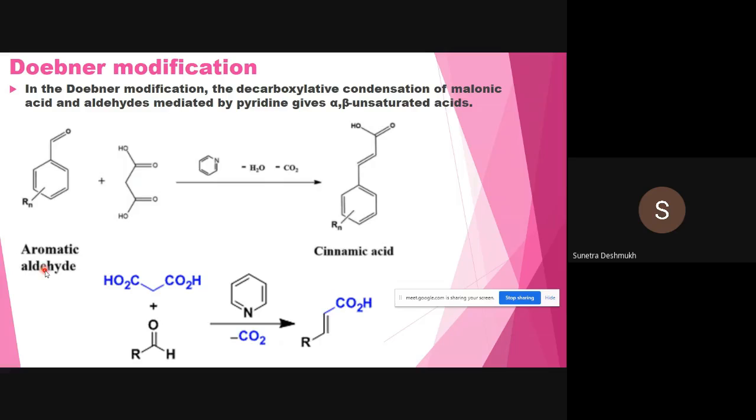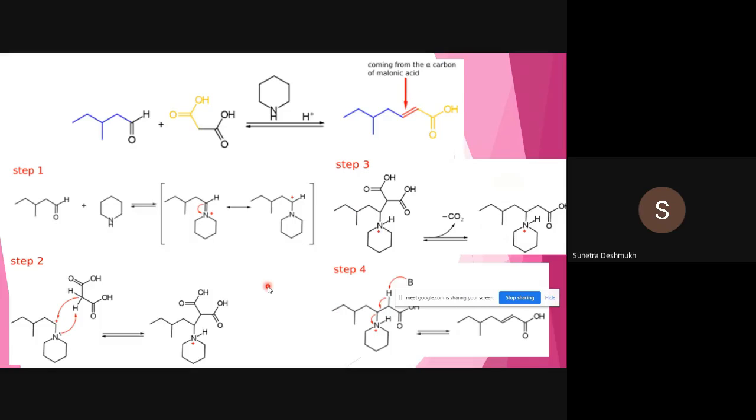So here I have given, we have synthesized cinnamic acid from the aromatic aldehyde. So that is nothing but our Doebner modification. We have to generate the conjugated acid, cinnamic acid, with the same reaction conditions with little bit changes. So this is nothing but the Doebner modification. So another reaction in Doebner modification, okay.